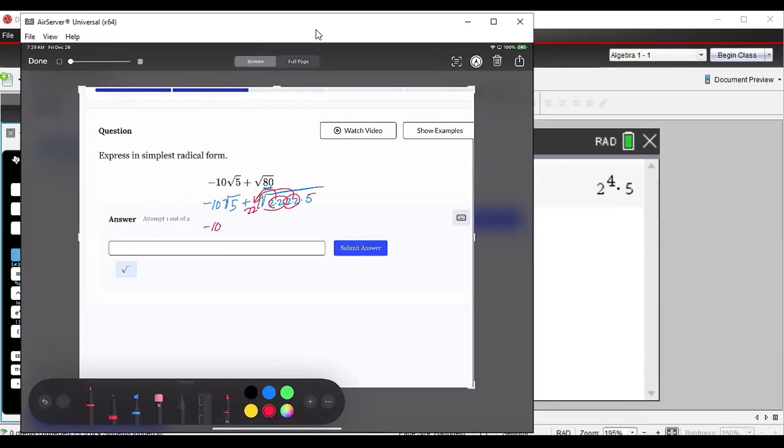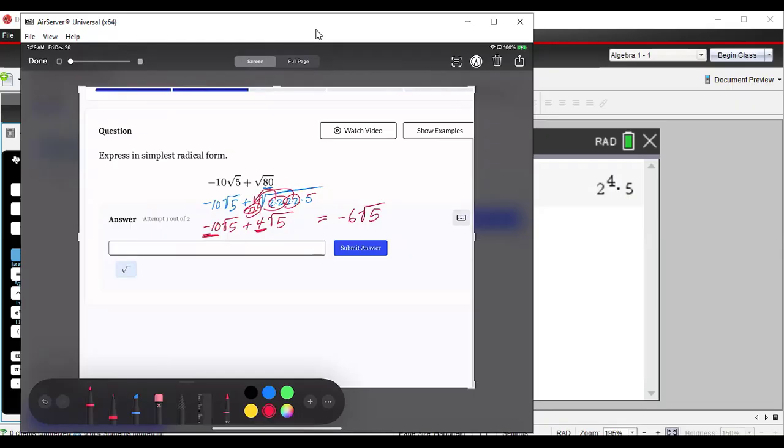So rewriting this 10 square root of 5, this is going to be 2 times 2 is 4. We're left with the radical 5. So now the coefficient is a -10, and the coefficient for this one is 4. So it's just a -10 plus 4. So that's going to be a -6. And then we just keep the radical 5.